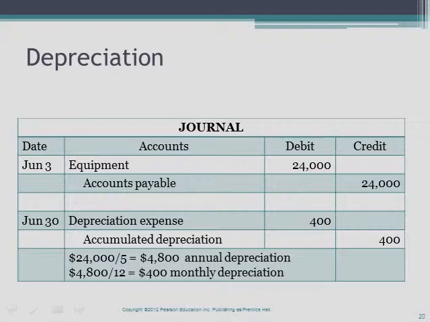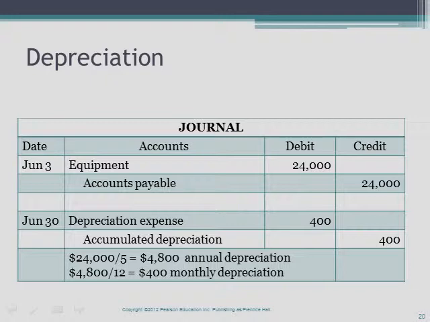So to illustrate depreciation, let's just say a company purchased equipment on account on June 3rd for $24,000. The company records an asset when it purchases equipment. Then, as the asset is used, a portion of the asset's cost is transferred to depreciation expense. The machine is being used to produce revenue. The cost of the machine should be allocated or matched, according to our matching principle, against that revenue. This is another illustration of the expense recognition principle.